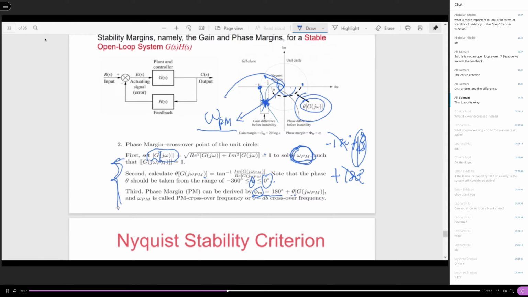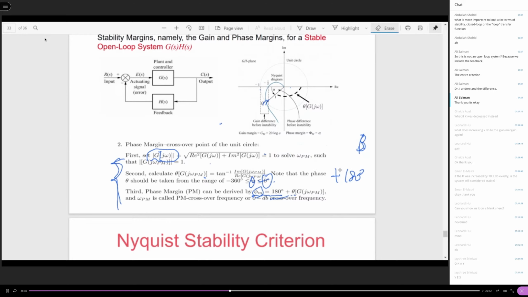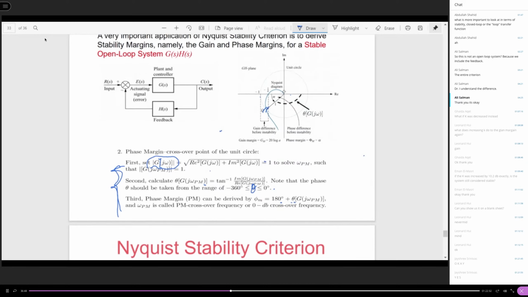So these three steps are the way to calculate the phase margin: step 1, step 2, and step 3. You can easily calculate the phase margin, and you also understand that the phase margin means how much you can rotate the plot clockwise. So you need to be careful to look at this figure.